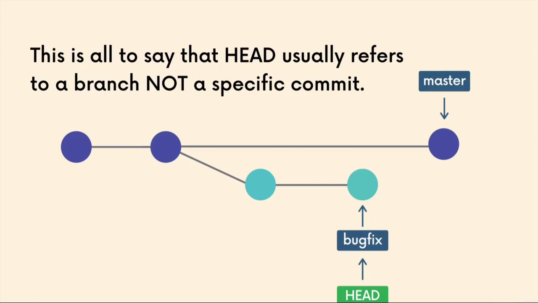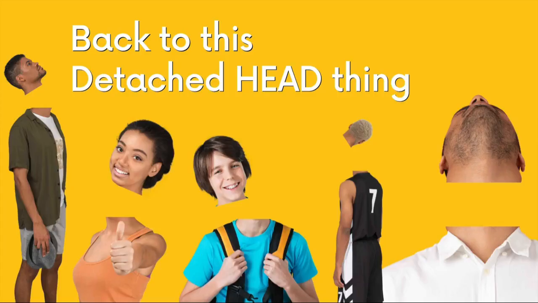HEAD usually refers to a particular branch reference. It does not refer to a commit. HEAD is not pointing at this commit or this commit or that commit. HEAD is referring to the branch that we're on, and the branch reference points to a commit. So now back to this detached head thing. Look at all those detached heads. I manually detached those just for this slide.